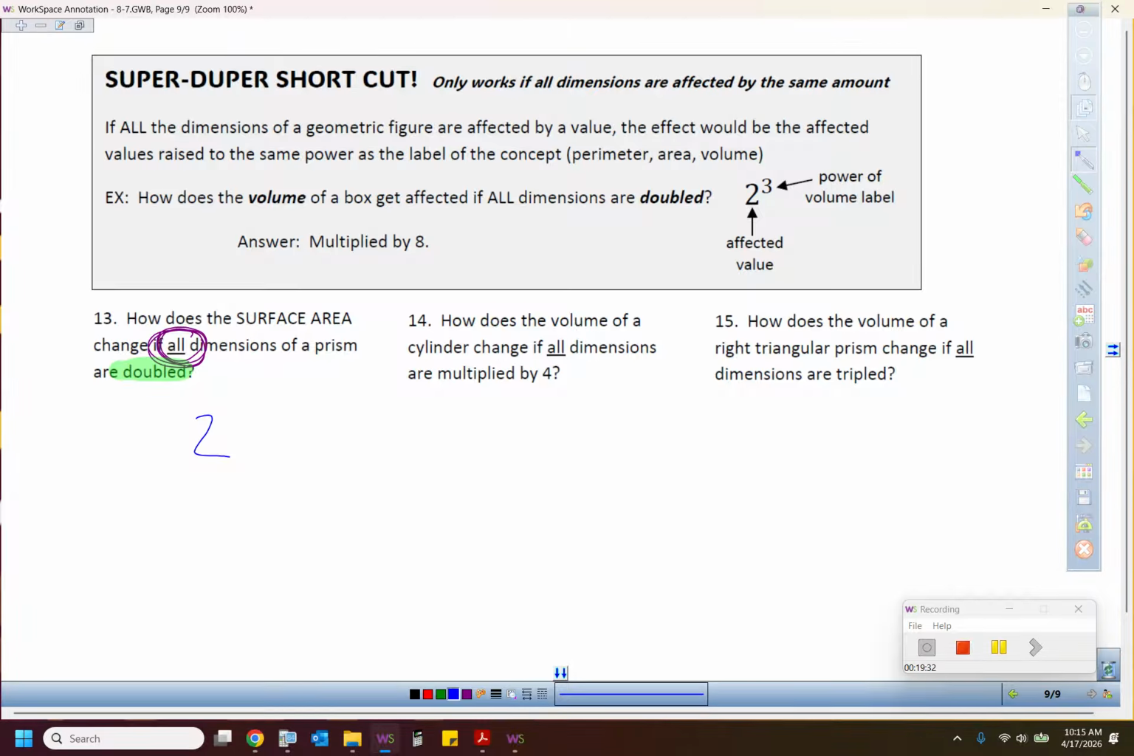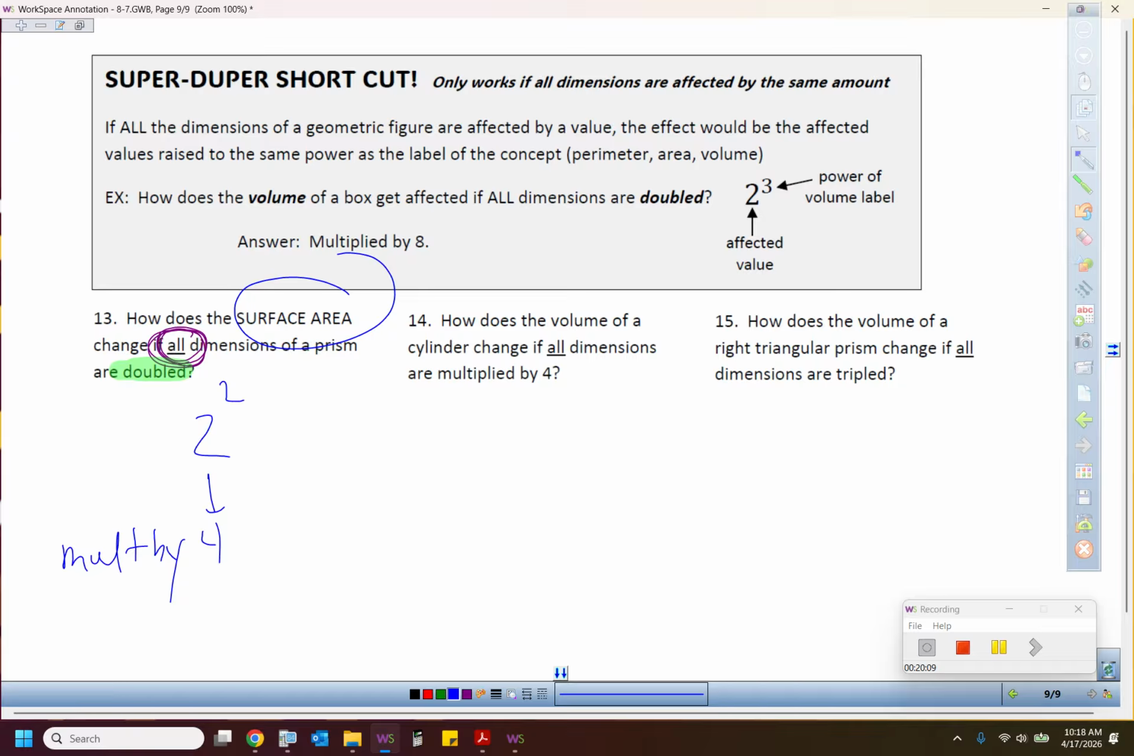Then, I've been training you all year for this. Do you know the label that you put on this concept? It's surface area. Do you put units, units squared, or units cubed on that? What is the label for all areas? Units squared, you will do that to this affected value. Do you see how I'm just going to square it? If it was volume, I would cube it. If it was just a length, I would go to the first power. But if all dimensions, this pops out a 4 in that case. It would be multiplied by 4. But that only works if all dimensions are affected.